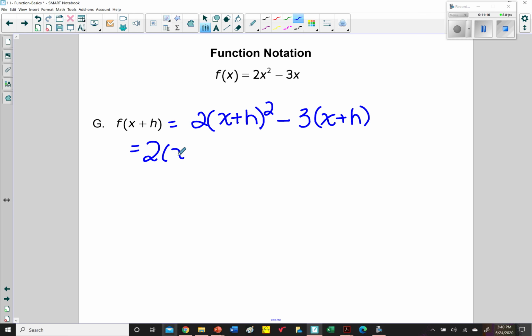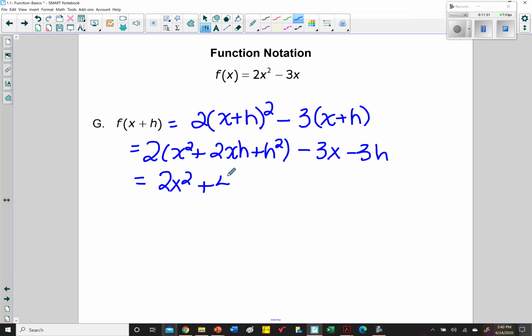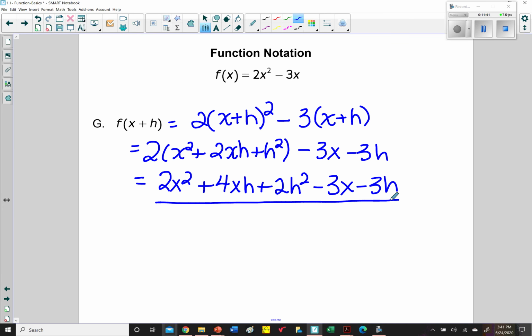So what I did is expand that binomial, x squared plus 2xh plus h squared, and distribute the negative 3, and then distribute the 2, and from there there were no other common terms that we could collect. This should have been your final answer: 2x squared plus 4xh plus 2h squared minus 3x minus 3h.